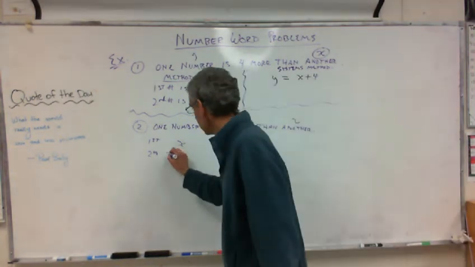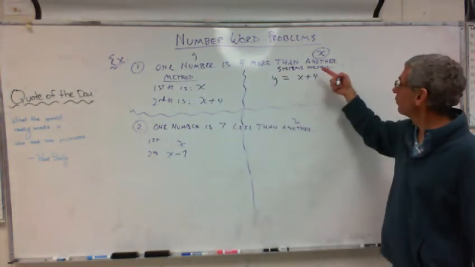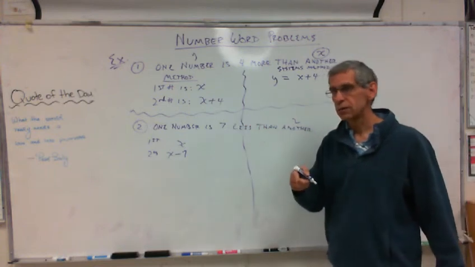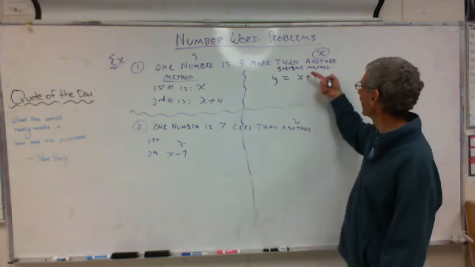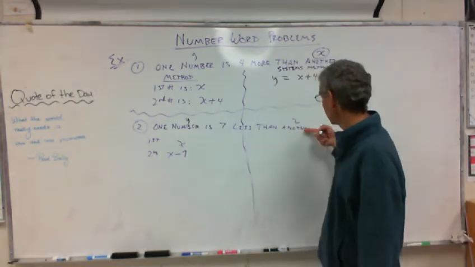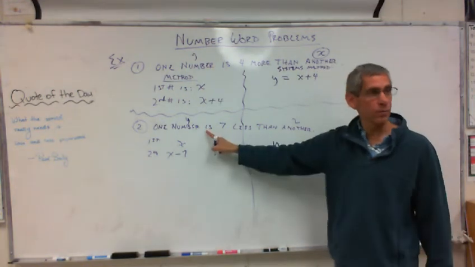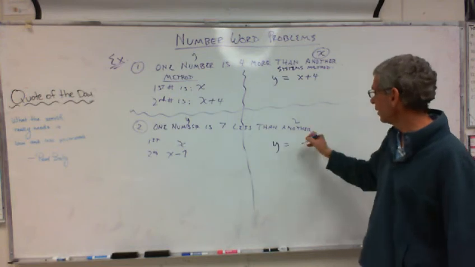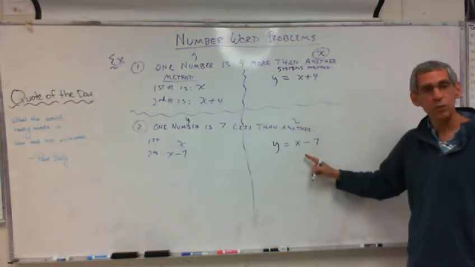X minus 7. Now, if we were using Noah's method of using two different variables, the systems of equation method, one number could be y, and this could be x. So we could say y equals 7 less than another, so x minus 7. Now, some people would tend to do this.